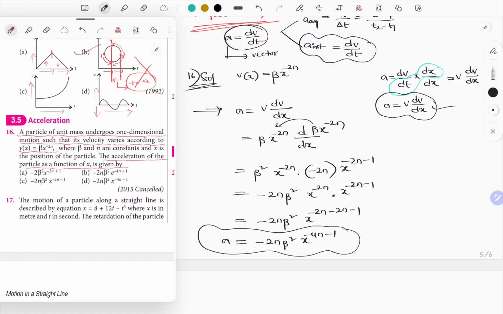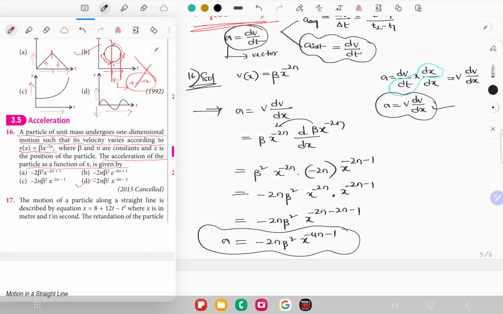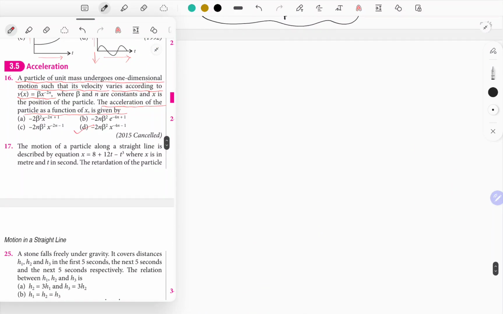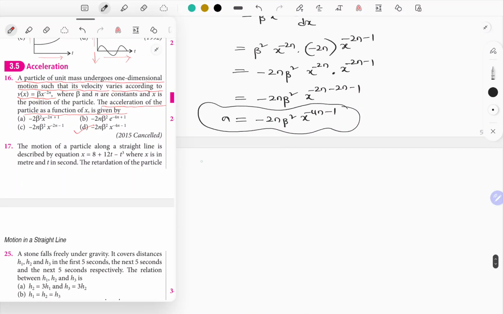Look at the options, which option matches? Option D perfectly matches. Very good. Next, question number 17.